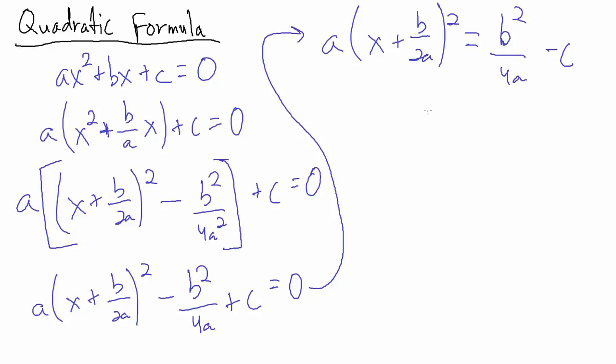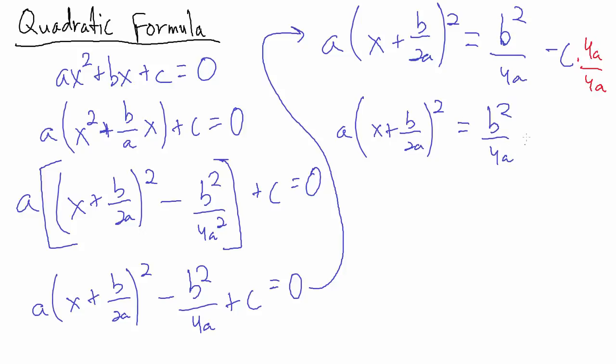Okay, now let's put this all into one fraction, so in other words, get a common denominator. If we have b squared over 4a and then minus c, we can take c and multiply it by 4a over 4a. So this becomes a times x plus b over 2a, whole thing squared, equals b squared over 4a minus 4ac over 4a. Now we can squish those into one fraction.